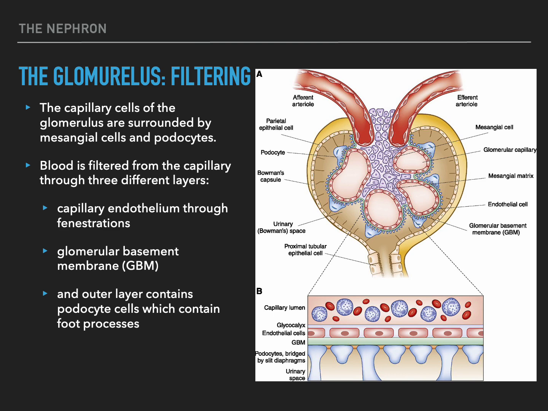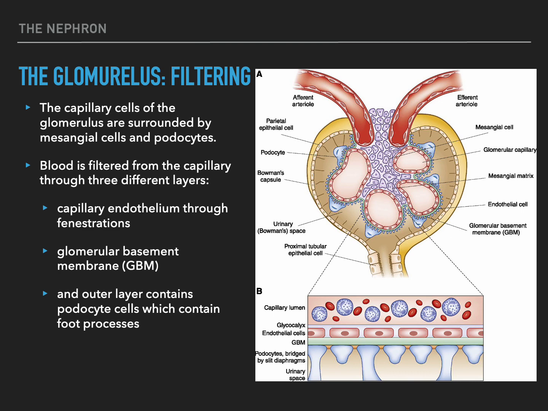looking at the capillaries from a cross-sectional view. If you look at structure B, you can see those layers in a little more detail. And these are 3 different layers that the blood is filtering water and electrolytes through. The first one is the capillary endothelium layer, then the glomerular basement membrane, and then an outer layer containing the podocytes, which contain other structures called foot processes.